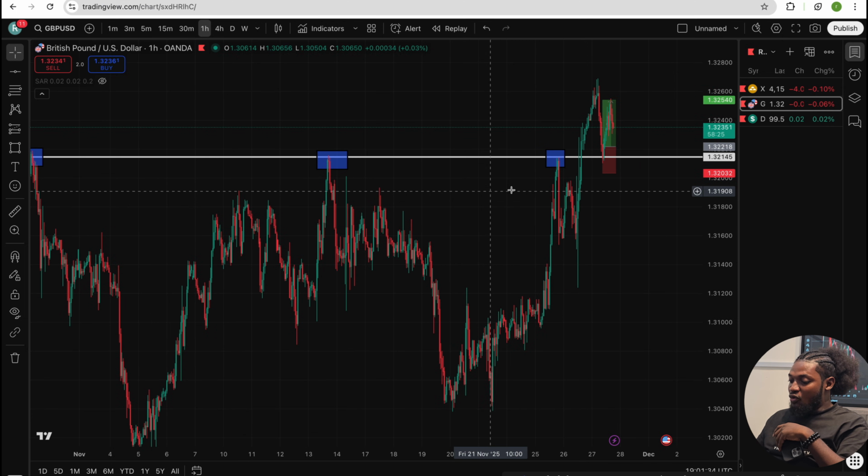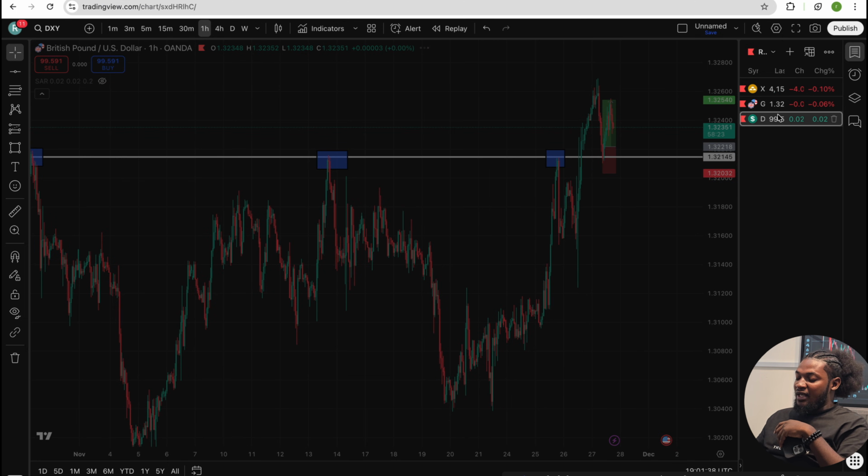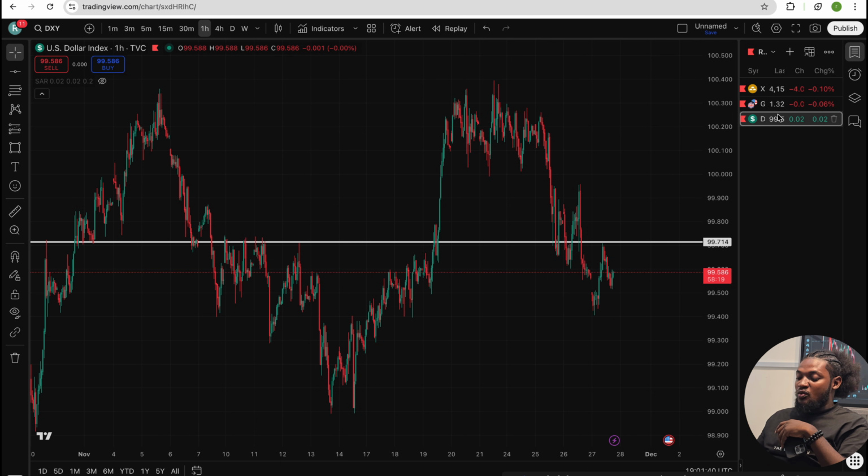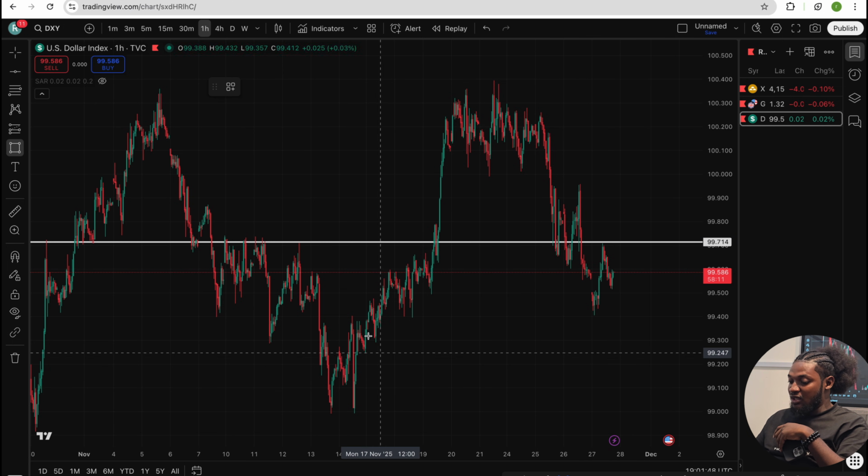What also gave me a confirmation to take this buy, I went into the DXY, right? What was the DXY? DXY is the dollar index, you understand? So the DXY was also what? DXY was on a resistance. What do you do on a resistance? You sell on a resistance. Why did I pick this particular resistance?